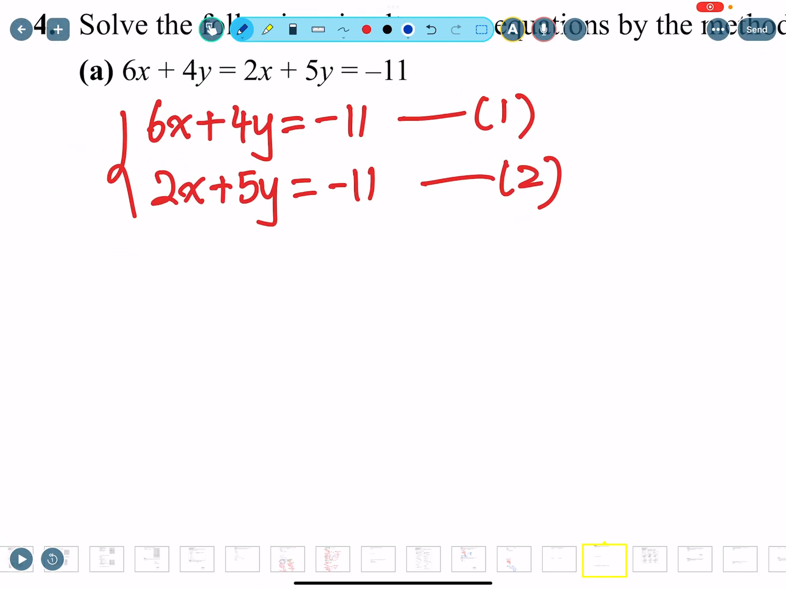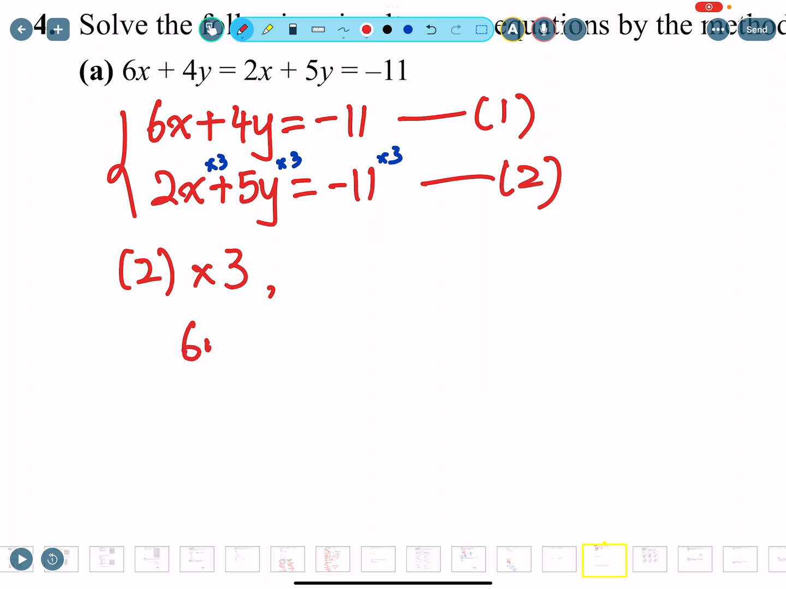Now, my goal is to make a letter the same number. Both of them are different, right? So we need to manipulate one of them. I'm going to change 2 into a 6. I think that's the easy way out here. So we go to equation 2. You want to change 2 to a 6. That's multiplying by 3. So when you multiply by 3, times 3 here, times 3 here, times 3 here. Make sure you times 3 all of the terms.